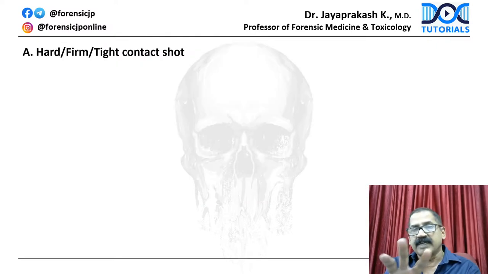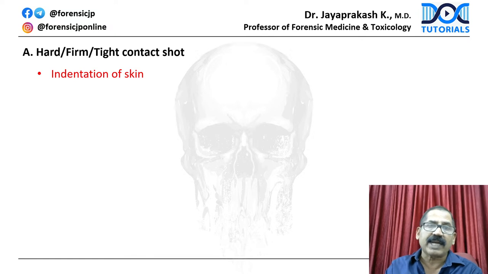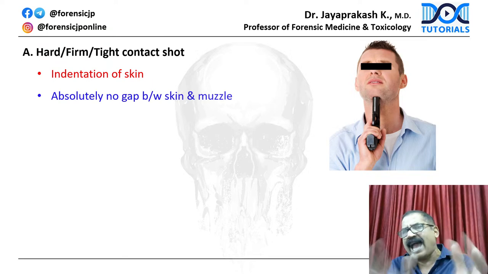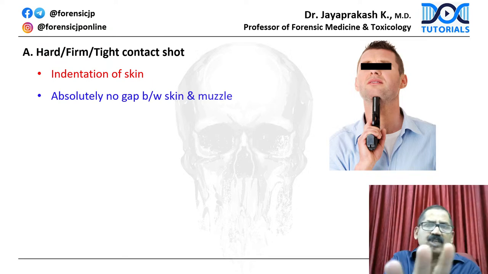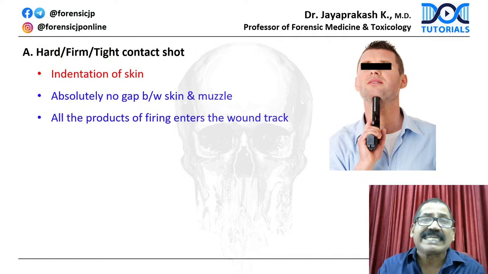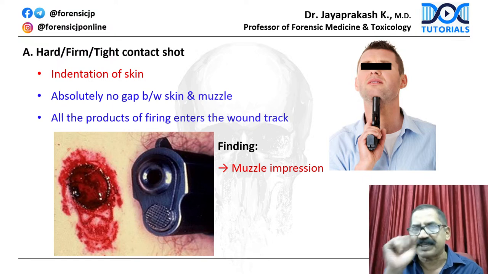But it may be hard contact or firm contact or tight contact. That means there is indentation of the skin, as you see in the picture. Absolutely no gap between skin and muscle. All the products of firing enter the wound track, already I told, but because of the pressure and because of the rebound phenomenon and because of the heating of the muzzle end of the barrel, you get a muzzle impression.